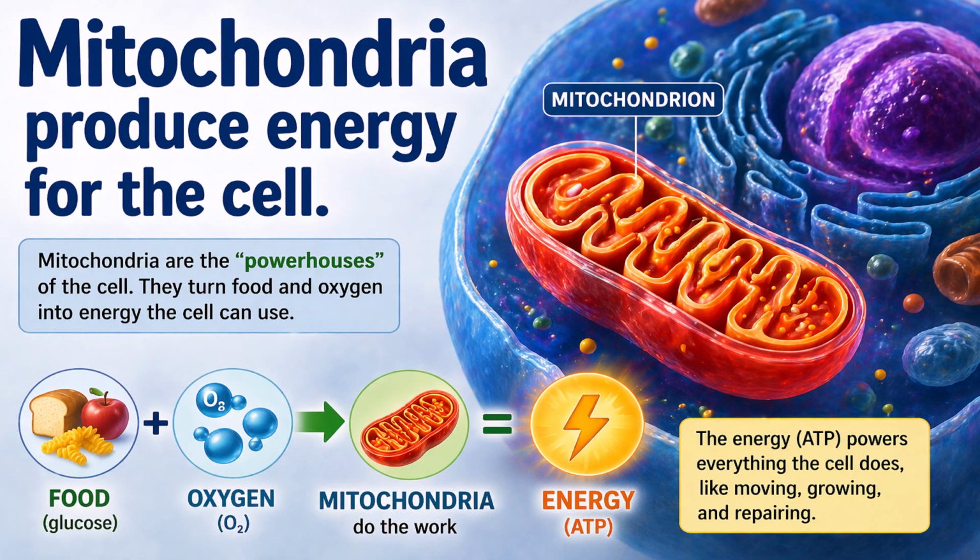Mitochondria. Mitochondria produce energy for the cell. Mitochondria is the powerhouse of the cell. They turn food and oxygen into energy the cell can use. The energy is called ATP. It powers everything the cell does, like moving, growing, and repairing.